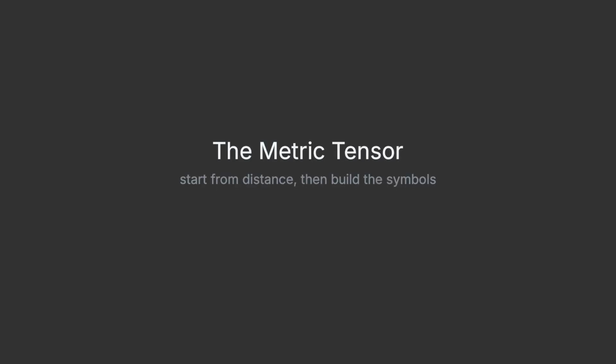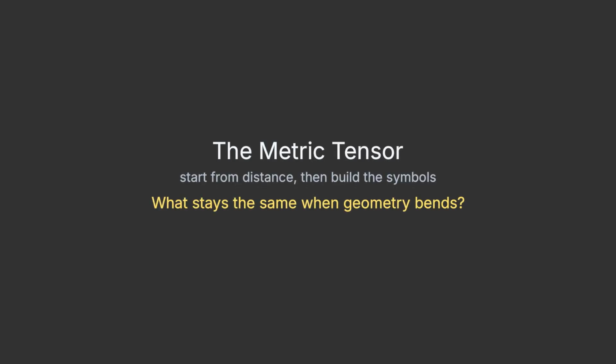The metric tensor should begin with one physical question. What stays the same when geometry bends? Start from distance first, then build the symbols.